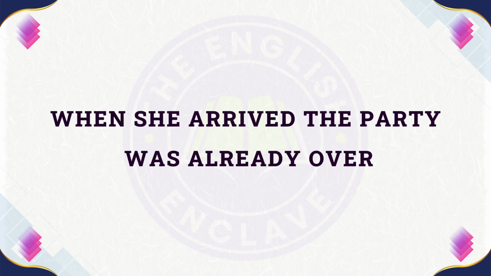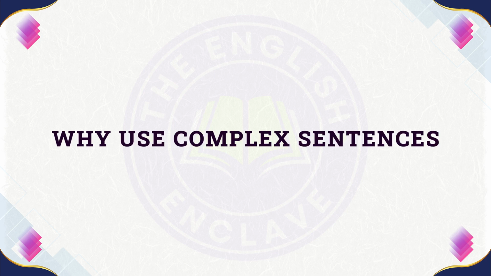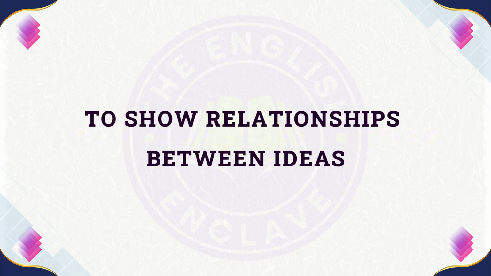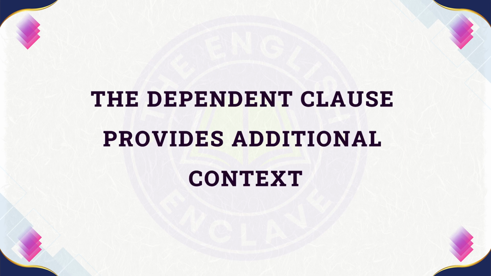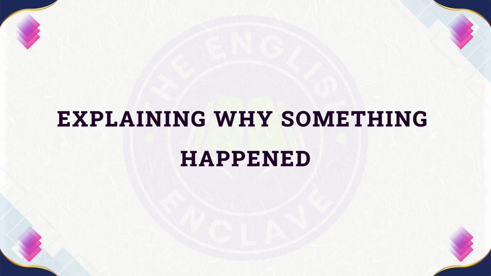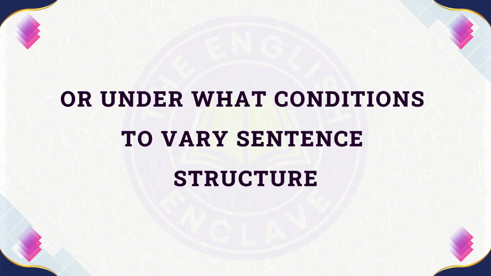Example: when she arrived, the party was already over. Why use complex sentences? To show relationships between ideas. The dependent clause provides additional context, explaining why something happened, when it happened, or under what conditions.